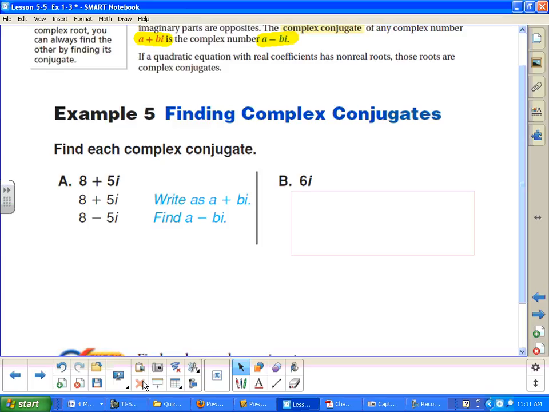All right, Nolan, how about letter B? Negative 6i. So if I wrote it in a plus bi form, it would be 0 minus 6i, and 0 plus 6i would be the conjugate, or positive 6i. We make sure it's written in a plus bi form, and then we change the sign of the imaginary part. The coefficient of i changes signs.